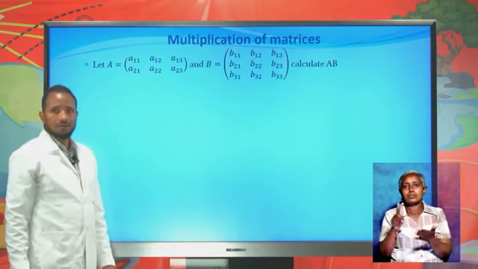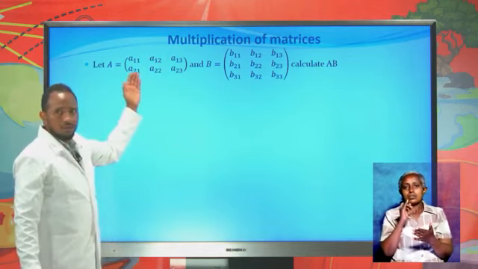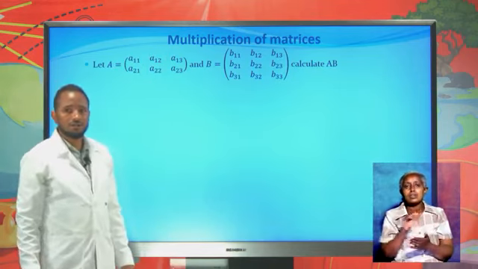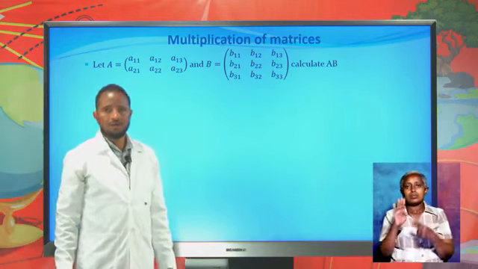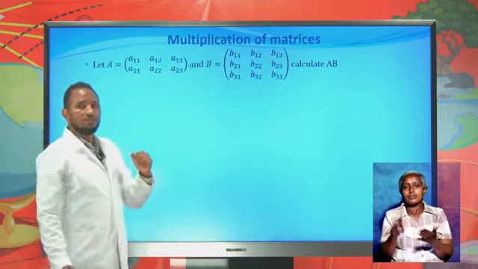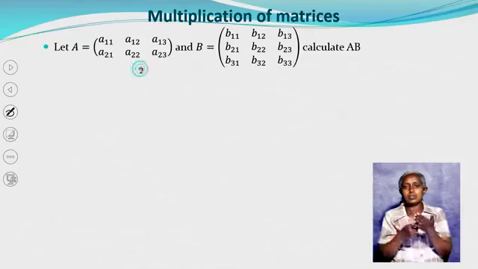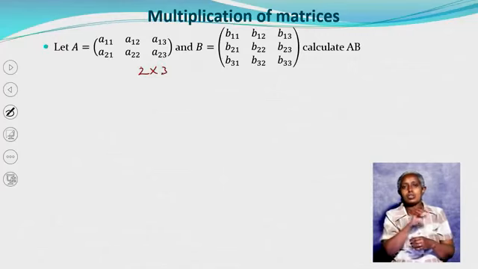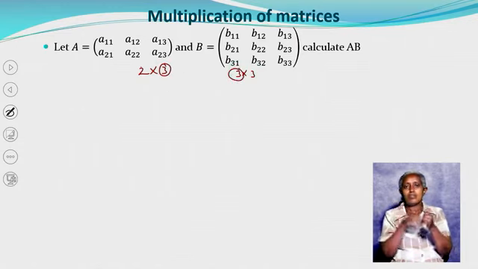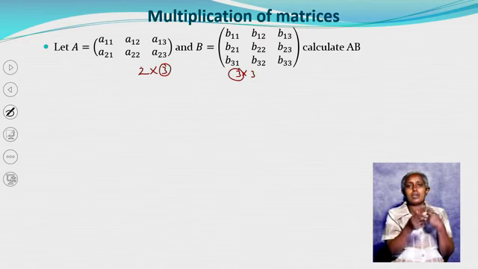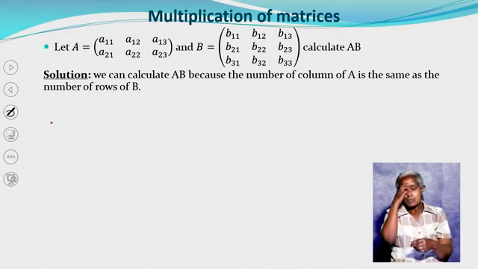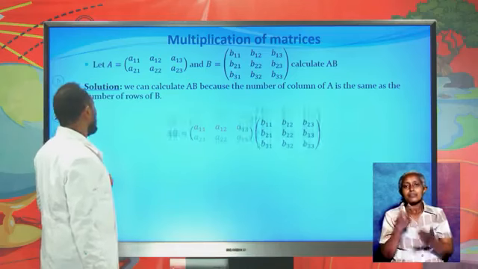Let's take this one. Let this one be matrix A and this matrix B, and we are asked to calculate A times B. Can we multiply these two? Let's see the size of these matrices. This matrix has 2 rows and 3 columns. This is a 2 by 3 matrix, and this one is a 3 by 3 matrix. Therefore, the number of columns of the first matrix and the number of rows of the second matrix are equal. Therefore, we can multiply A and B. So we can multiply AB because the number of columns of A is the same as the number of rows of matrix B. So let's see how to evaluate this one.